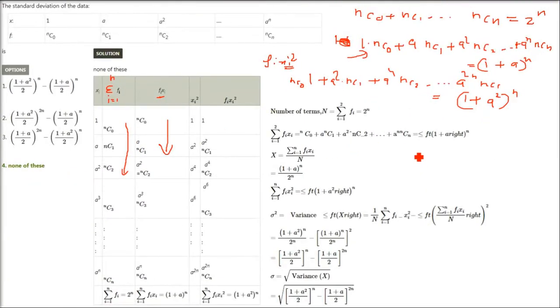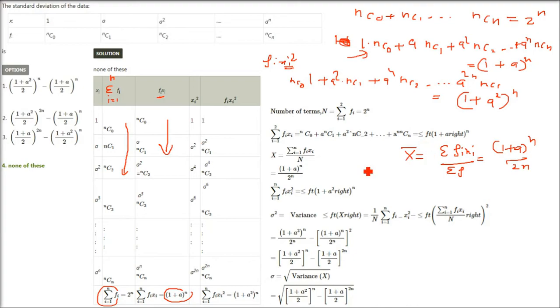Okay, coming to the formula, right? First is x bar. X bar is sigma fi xi by sigma f. We know this. So what do we get here? We know sigma fi xi is (1 plus a) to the power n. And what about sigma f? We computed it earlier, 2 to the power n. So this is x bar. This is your mean, x bar.